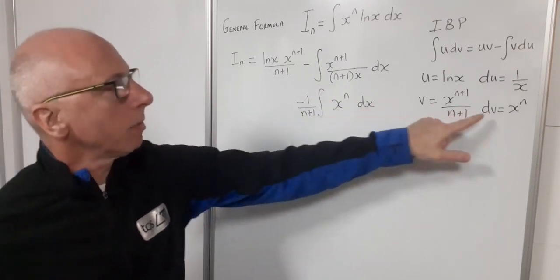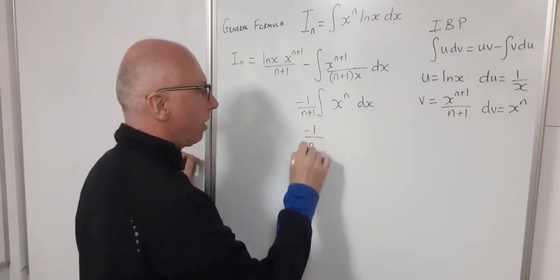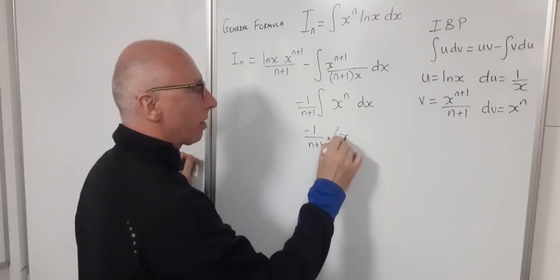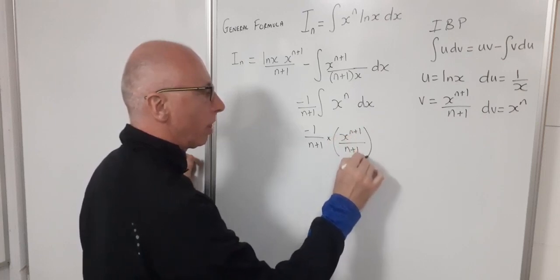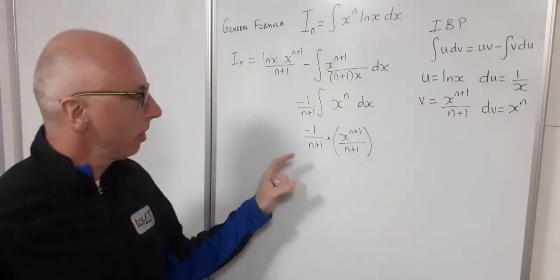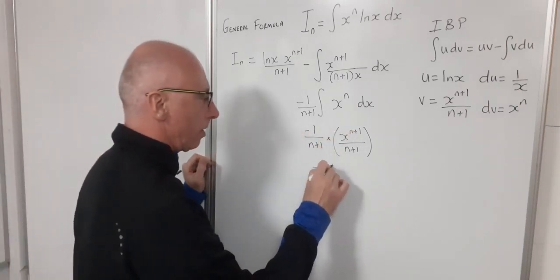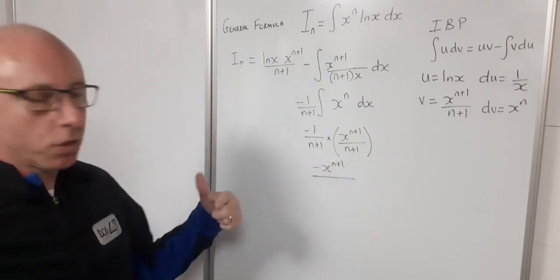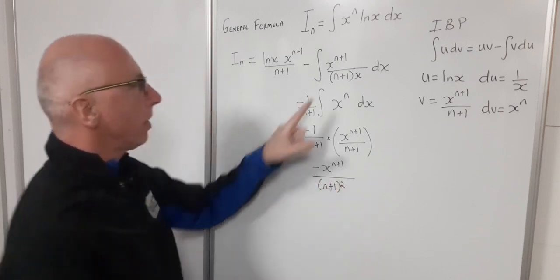So bringing this one down even more, just keep going with that. Integrating with that, it's the same as what we had here. So then I've got minus 1 over n plus 1 times x to the n plus 1 divided by n plus 1. Okay, right, now what have I got here? So I can just multiply these across. So I've got minus x to the n plus 1 divided by n plus 1 squared. Okay, so that's just this part.